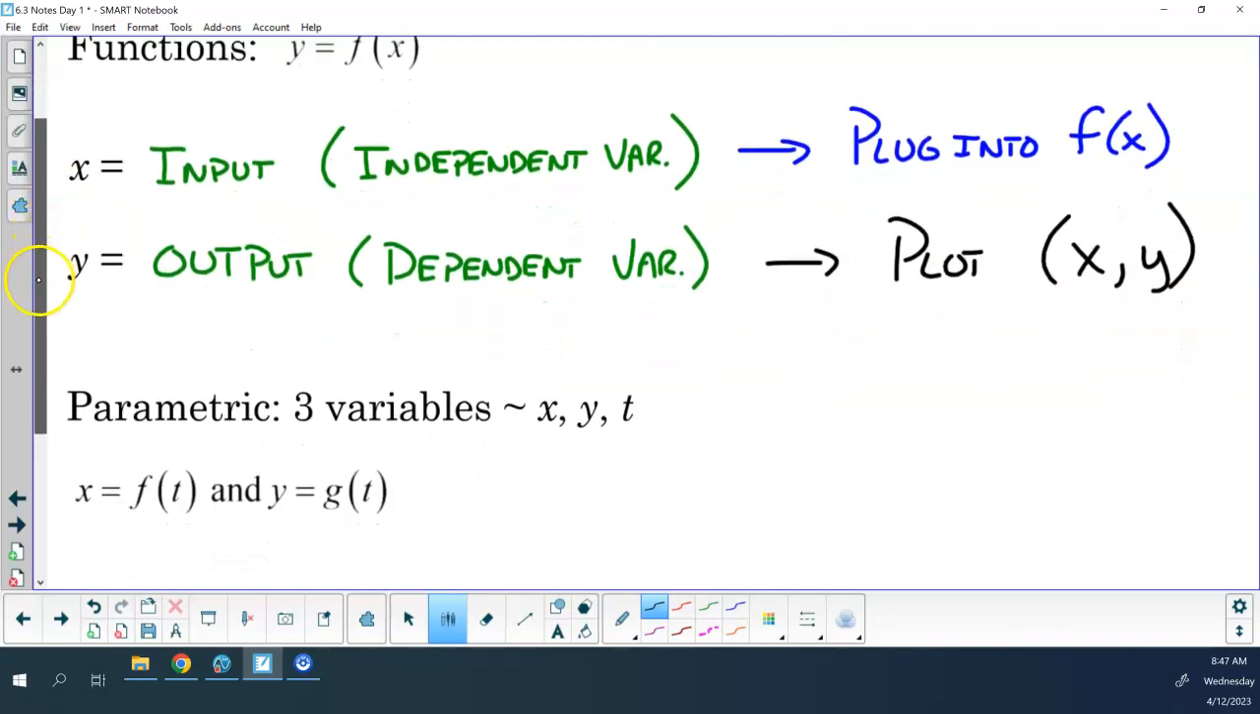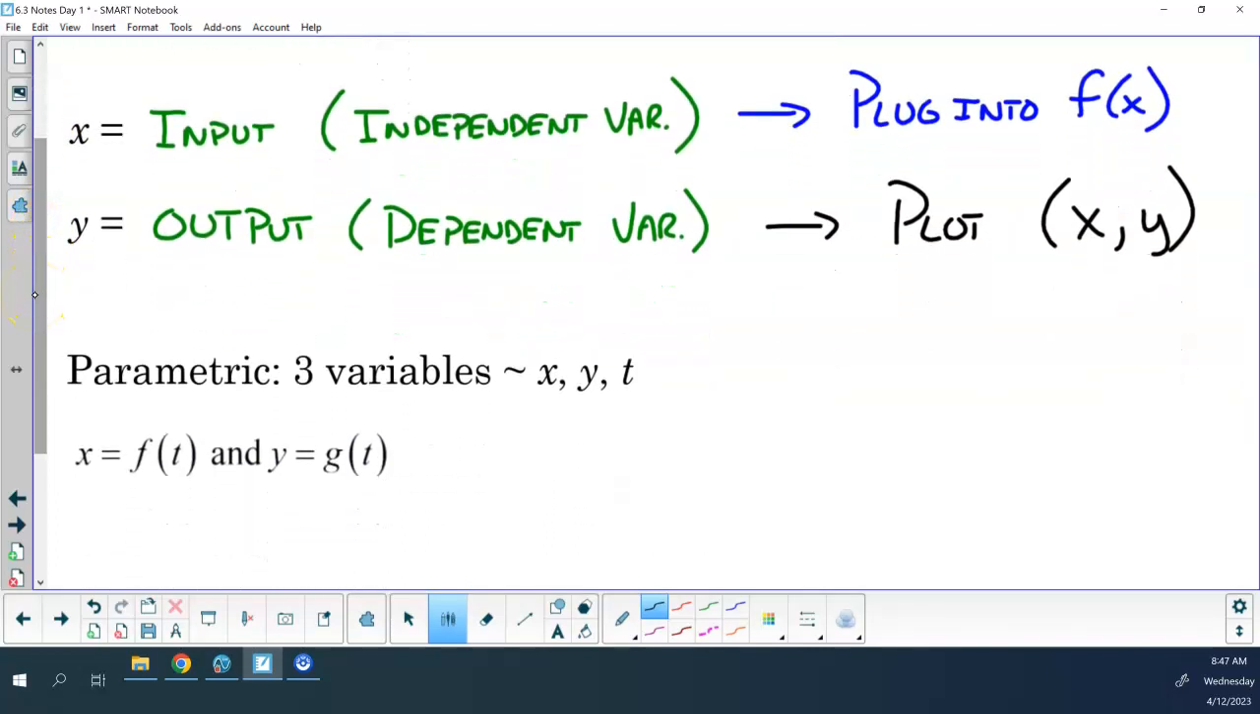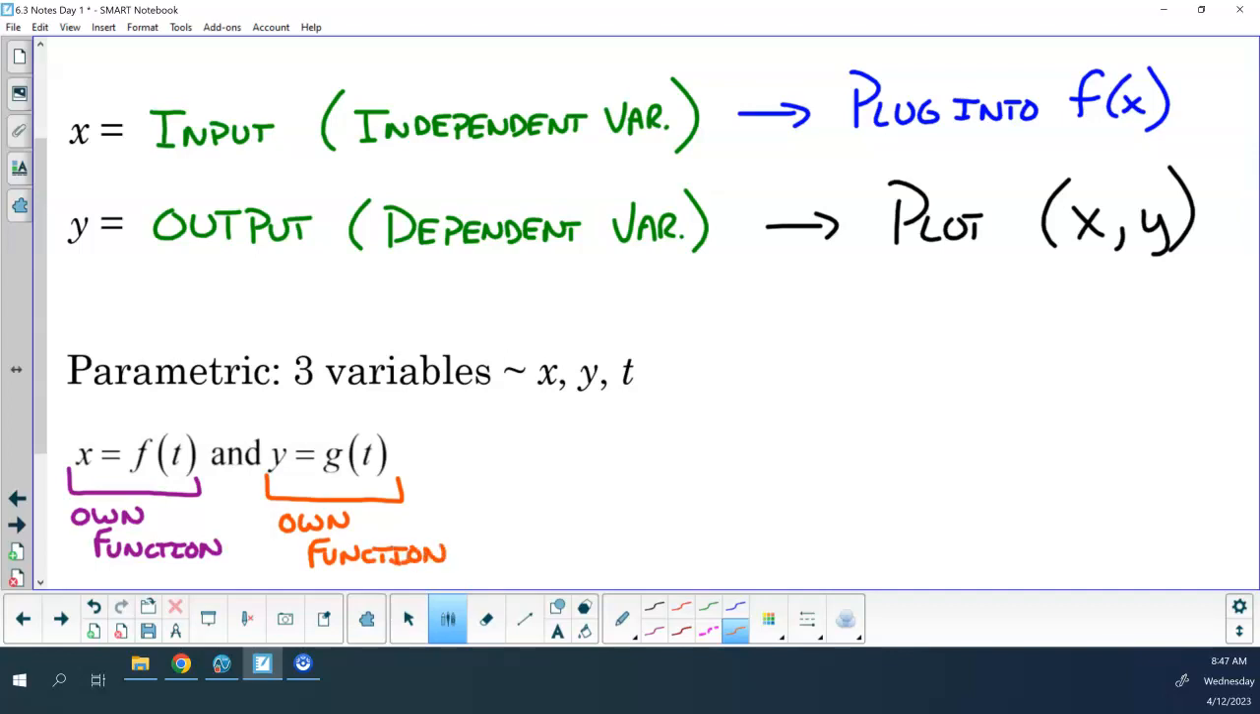function, you're going to have 2 functions. A function that decides what x is, and another function that decides what y is. And both of those functions are going to be of the variable t. They're going to be defined by the variable t.